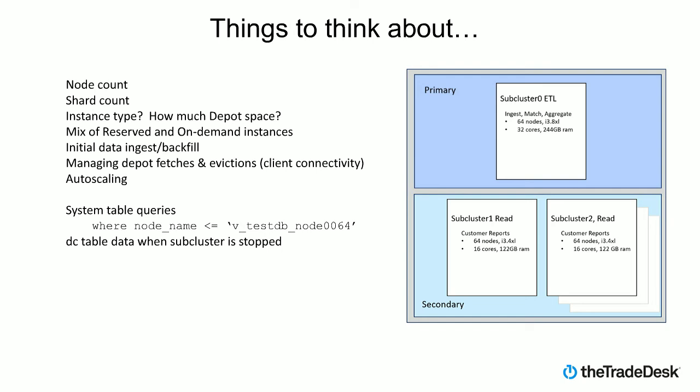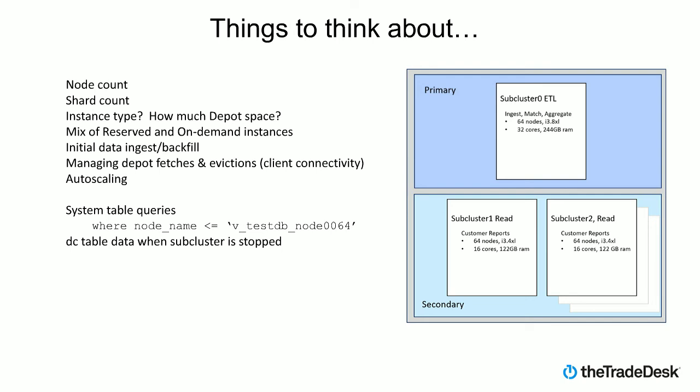You're going to want to manage your fetches and evictions. This is the data that's in the cache, the data that's in the depot. Like I talked about, we have our ETL cluster, which has the most recent data that's just been ingested and the most recent data that's been aggregated. So we wouldn't want anybody logging into that ETL cluster and running queries on big aggregates that go back months or years, because that would invalidate the cache. The depot would start fetching that historical data and evicting the recent data, which would slow down that ETL pipeline. So we didn't want that.